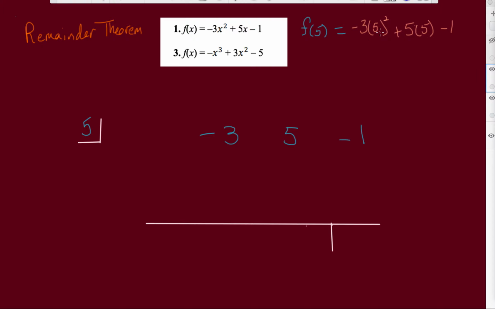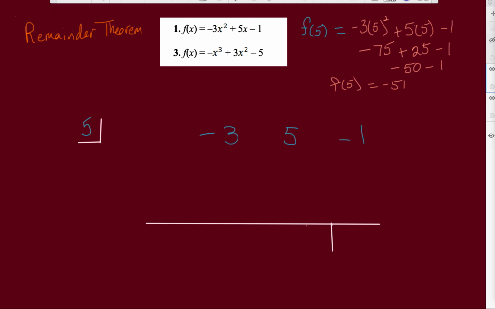So then I would do this math, and 5 squared is 25, times negative 3 is negative 75. Okay. Now, we're going to add to it 5 times 5, which is 25, and then we're going to subtract 1. Well, negative 75 and positive 25 is negative 50 minus 1. So our value for f of 5, when we input and do the math, is negative 51. Okay, so now we know what our answer should be.